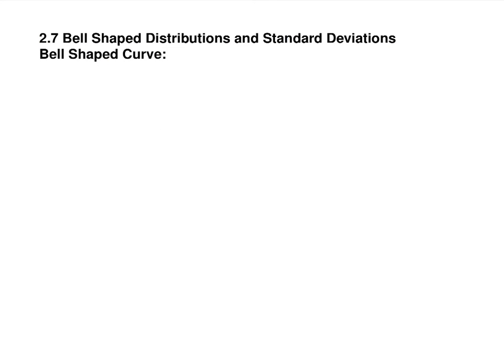So the next type of continuous quantitative variable we're going to look at is something that's bell-shaped. A bell-shaped curve looks something like this. It's symmetric. The middle value is the mean or the most common value and has the property that most individuals clump near the center.